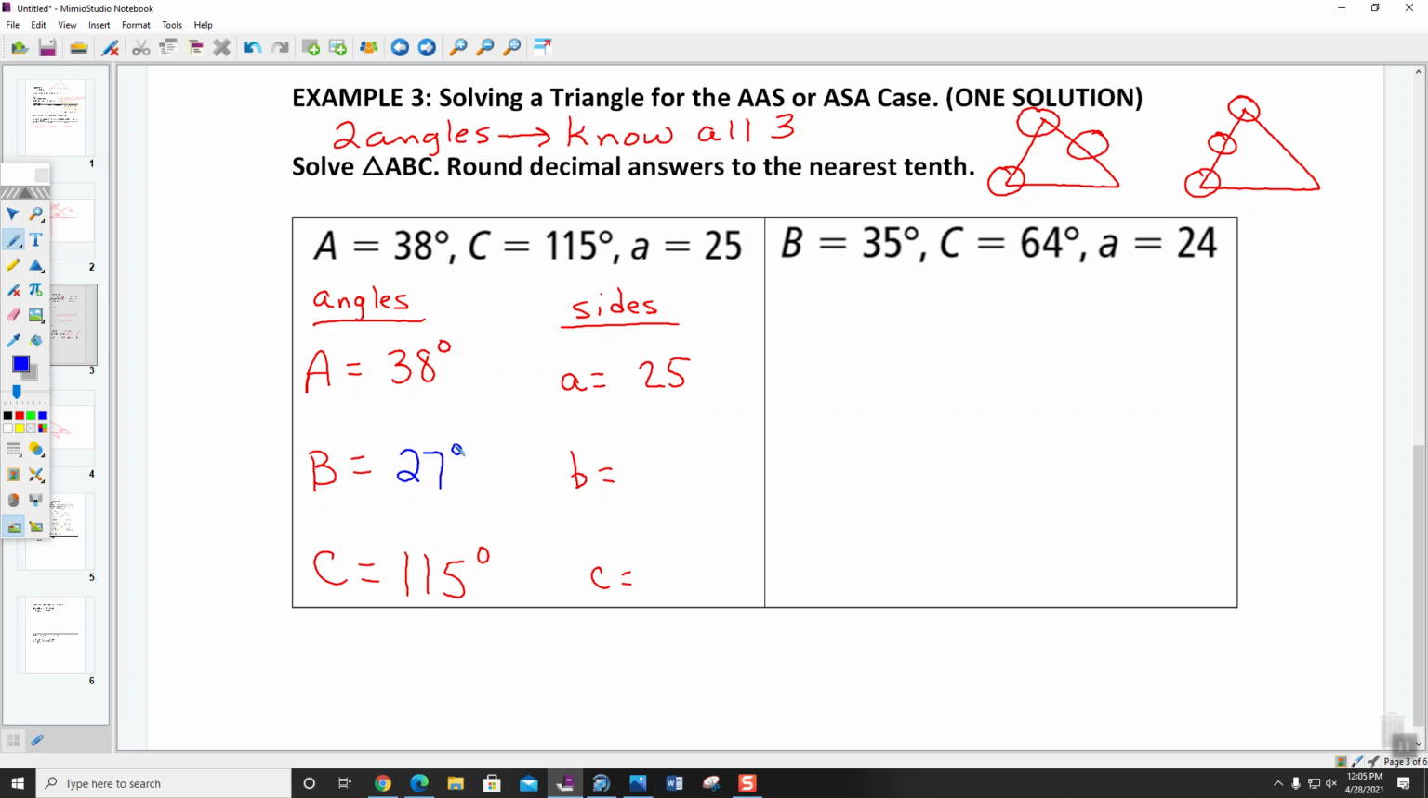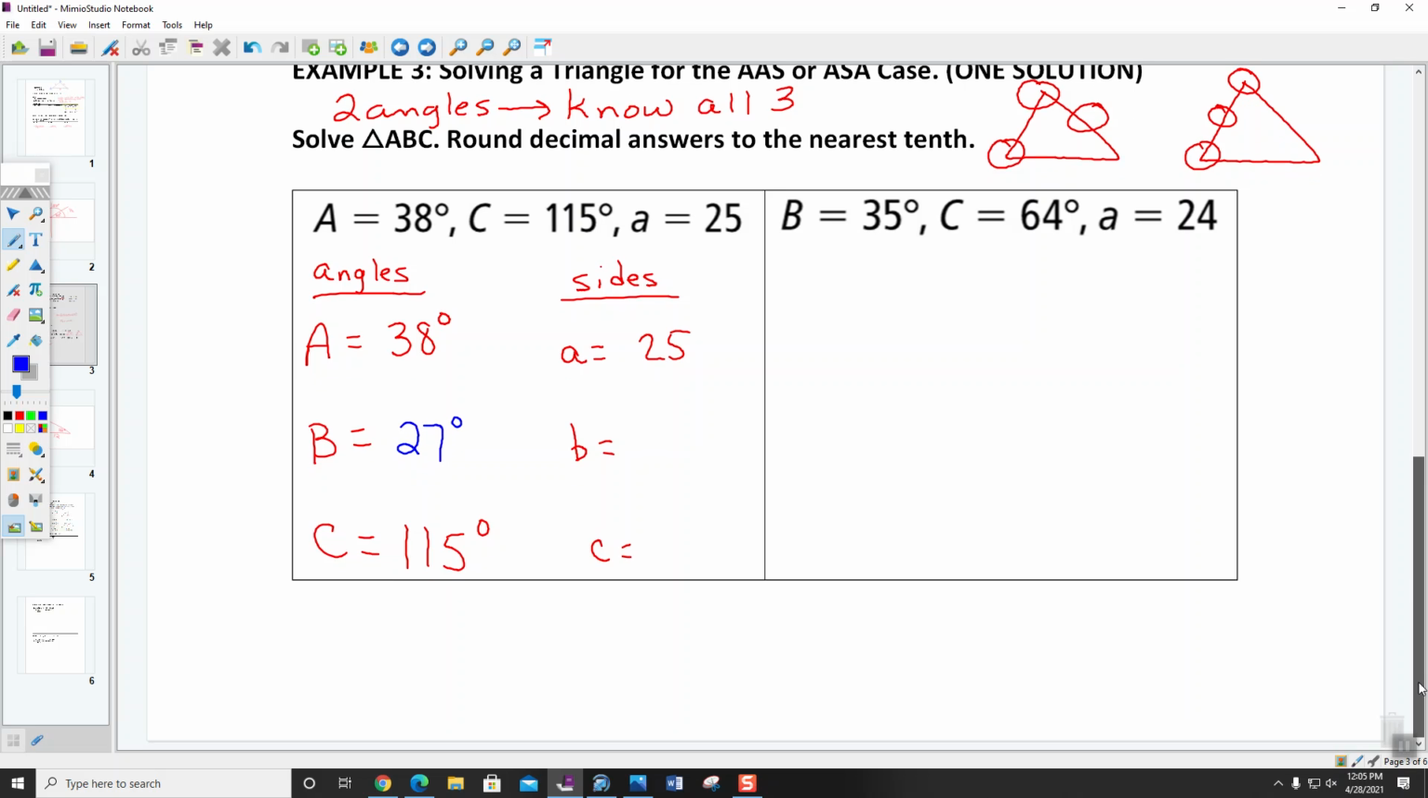Now we've got to find side b in this, and this is where the law of sines comes into play. So here's how this works. Up there, was there a pair given to us? In other words, an angle and its corresponding side that we know. We know the A's. So I can set this up as follows. By law of sines, the sine of 38 is to what length? 25. We're going to find b first.